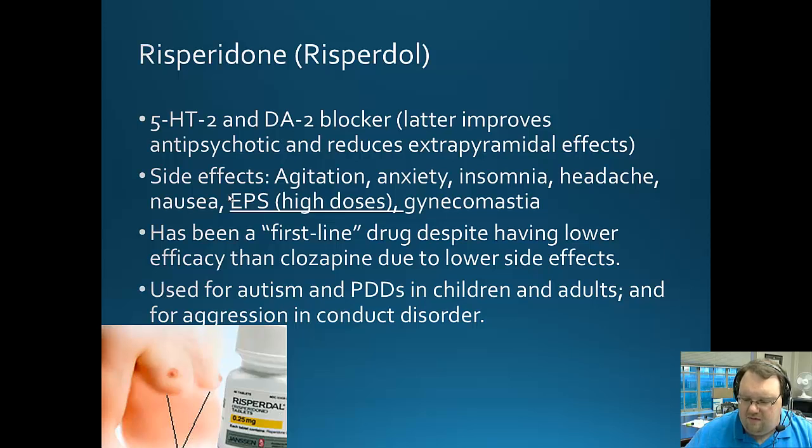Another thing, this is a rare side effect, but it can, through mechanisms I won't go into, lead to an increase in release of prolactin. And what that does is it can create breasts in men, as you see here, or it can also cause women to lactate. So, not overly common, but it can happen. Overall, it's been viewed as a first-line drug, despite having lower efficacy than clozapine, because it also has lower side effects. And it's used for a bunch of things, autism and developmental disorders, aggression, conduct disorder, things like that.